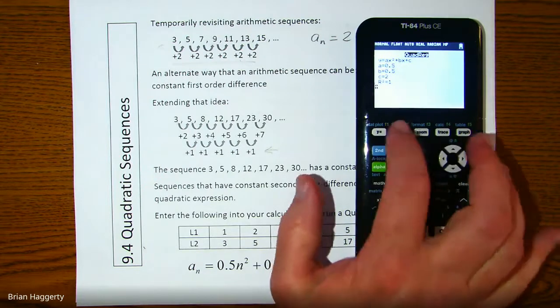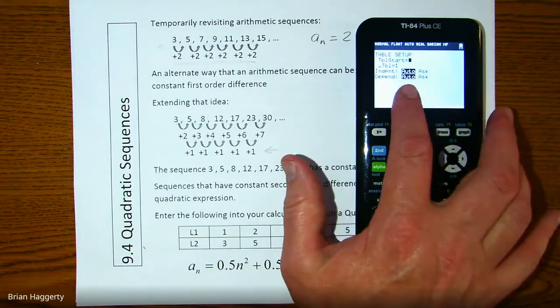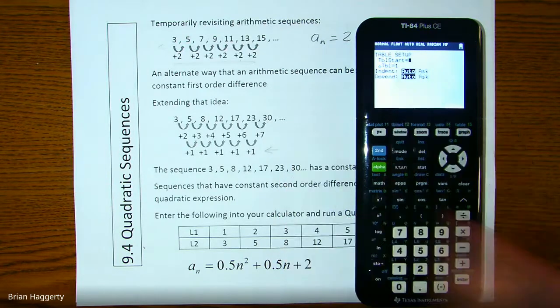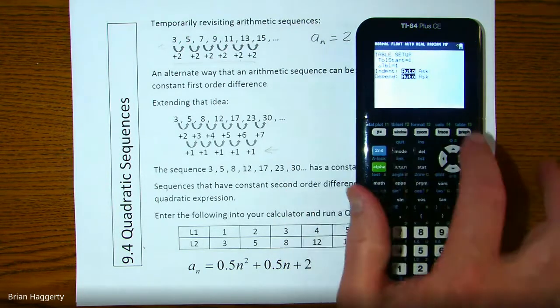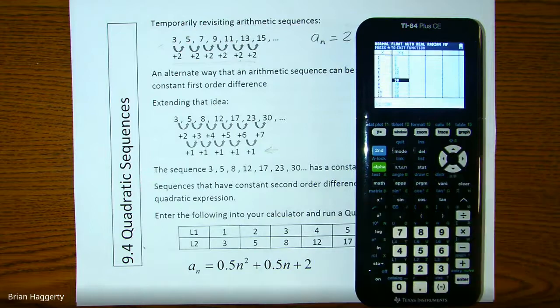Okay, I'm going to go to table set. Started at 1, put on auto. That means it's going to start with an n value of 1, go up by 1, and then automatically fill in. And we can see in the table here, the y values for the first 7 should match what we already typed in. If they don't, something went wrong, horribly wrong.